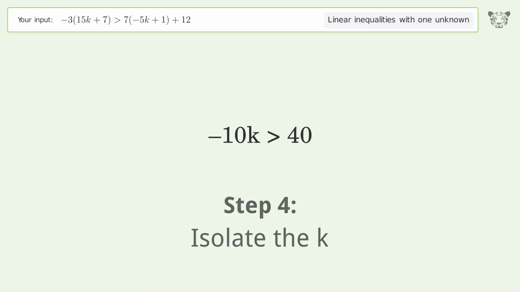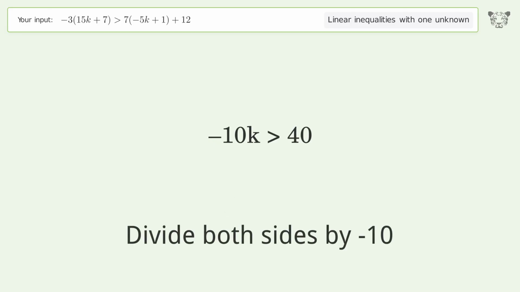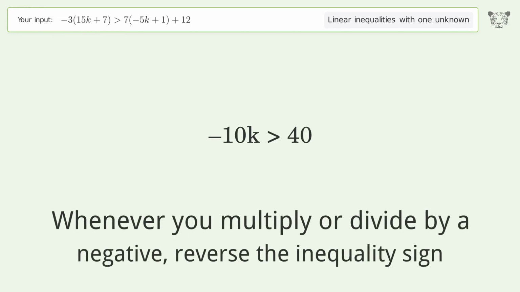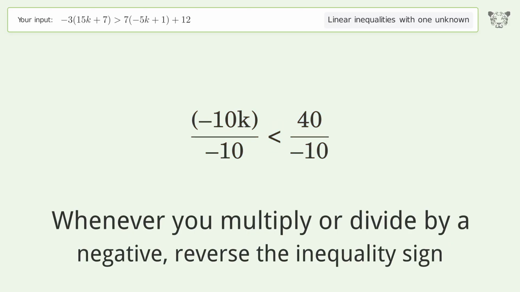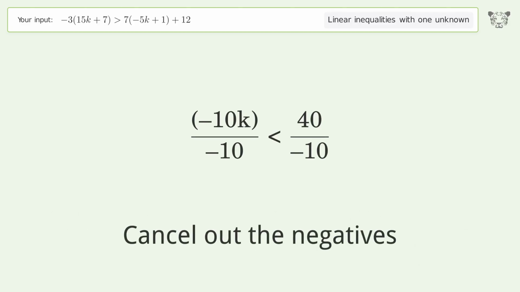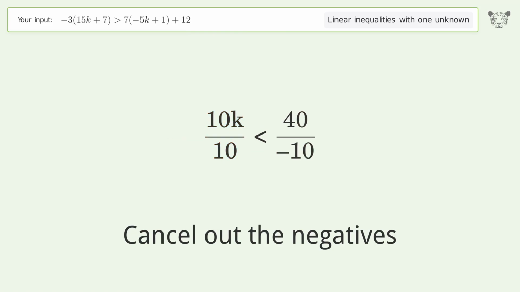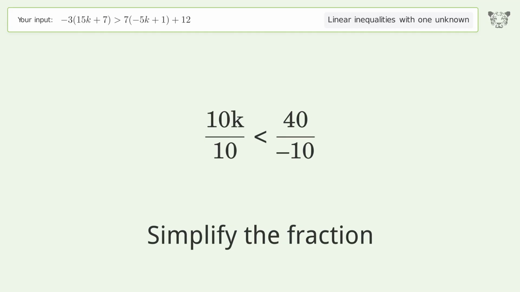Isolate the k. Divide both sides by -10. Whenever you multiply or divide by a negative, reverse the inequality sign. Cancel out the negatives. Simplify the fraction.